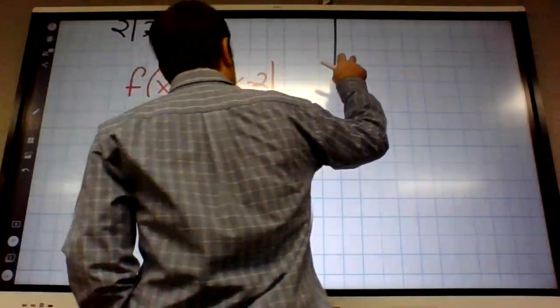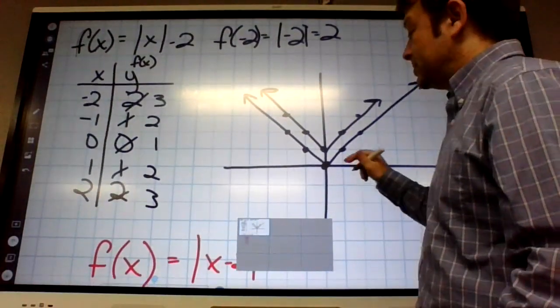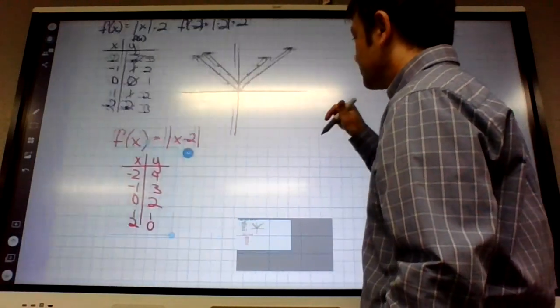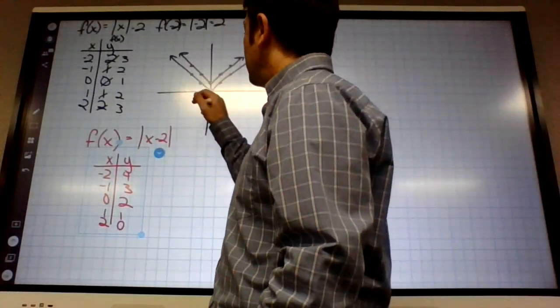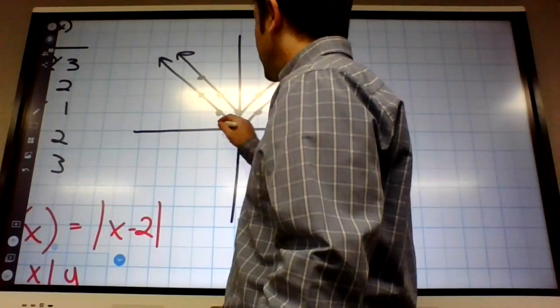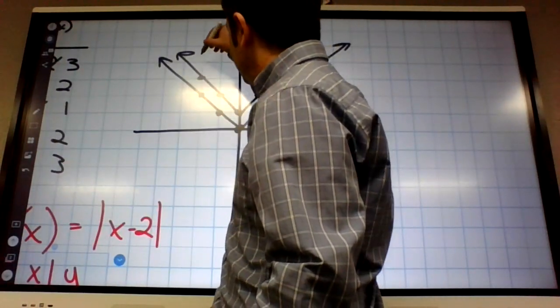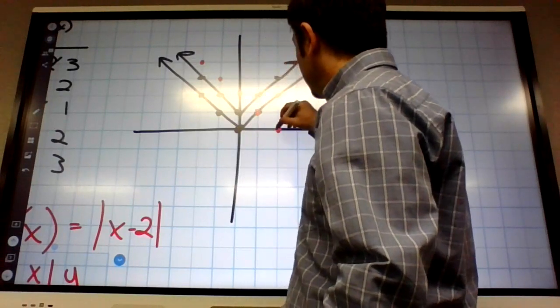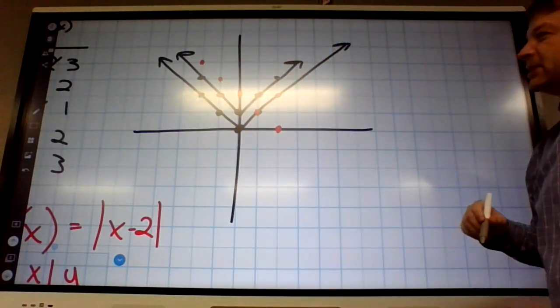Okay, let's see what this looks like. Go back up to the graph. So it was -2, 4. Maybe I'll zoom out a little bit. There we go. Okay, -2, 4; then 1, 2, 3. It's doing this. That's all we got.